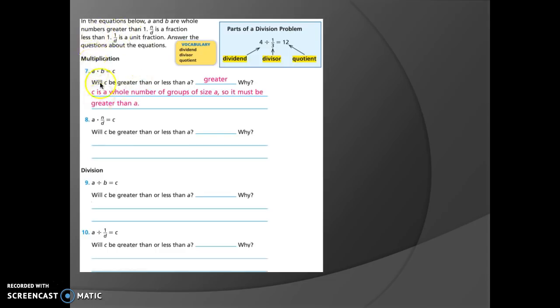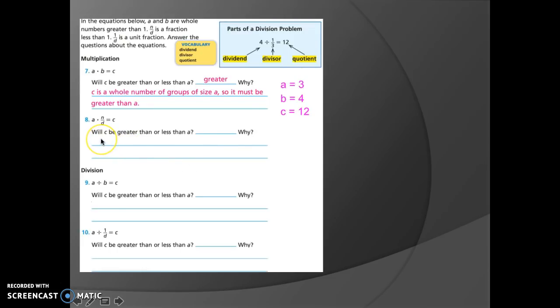Why is that? Well, C is a whole number of groups of size A, so it must be greater than A. Well, that's a little confusing. What does that mean? Well, let's pretend that A is 3 and B is 4. We know that 3 times 4 equals 12. So what that's saying is if we had 3 groups of bananas with 4 bananas in each group, we're going to have 12 bananas all together. And C is always going to be more than what we started with.